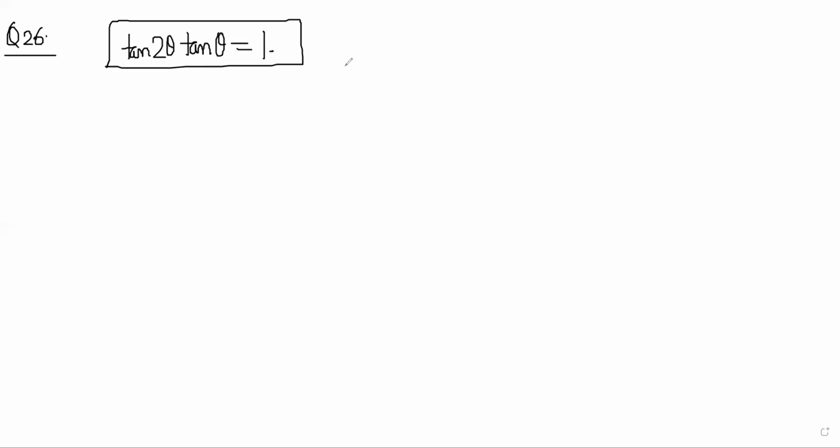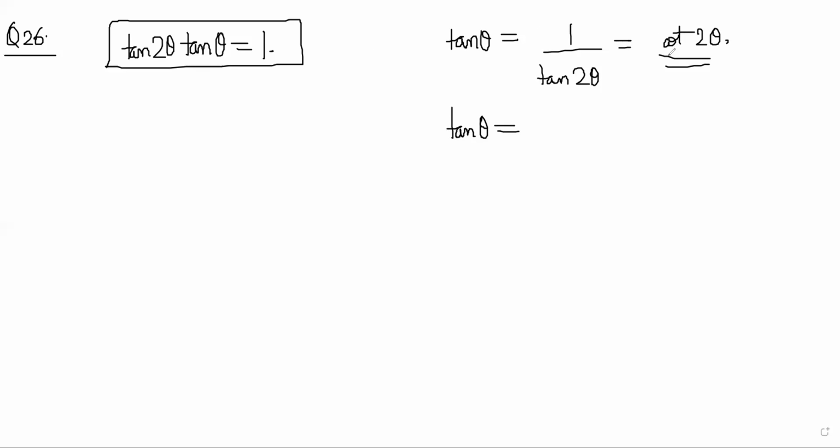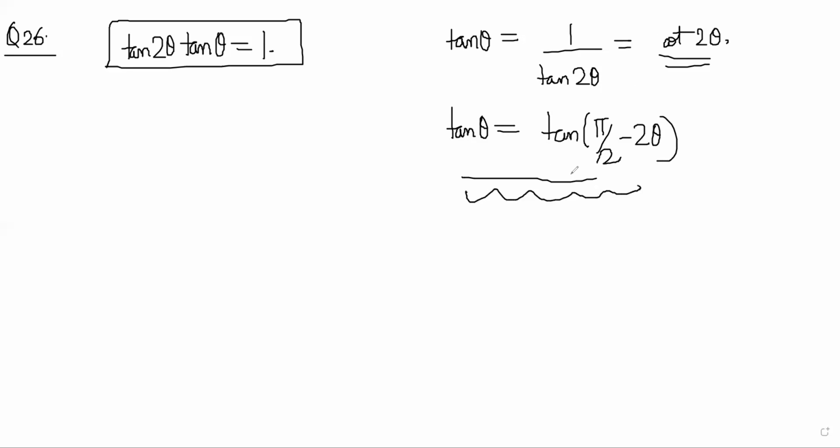So tan theta is 1 by tan 2 theta. 1 by tan 2 theta can be written as what? Cot 2 theta. And cot can be converted to tan. I mean, complementary angles, tan becomes cot, no? So this can be written as tan of 90 minus 2 theta. Then you have it in the proper form.